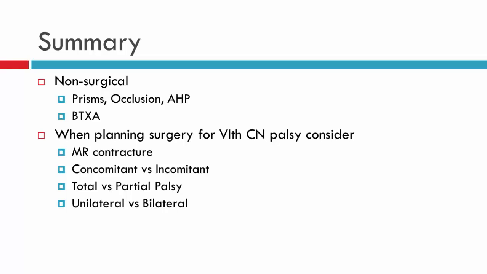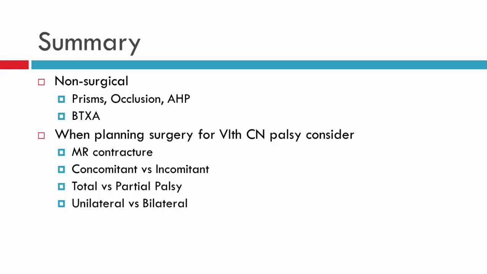So in summary, in terms of non-surgical management, we obviously have our options: prisms, occlusion, abnormal head posture in relation to diplopia. But Botox is also a good option in sixth nerve palsy, so consider this as well, depending on the situation. In terms of surgery, there are a few things that we need to consider when planning to operate on a patient with a sixth nerve palsy.